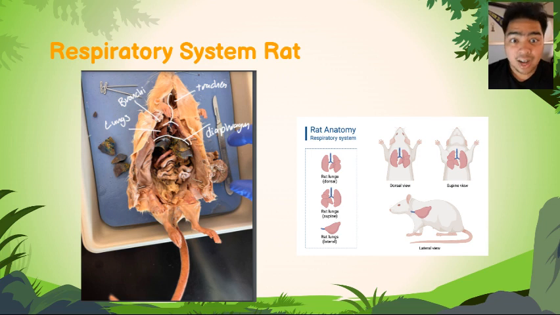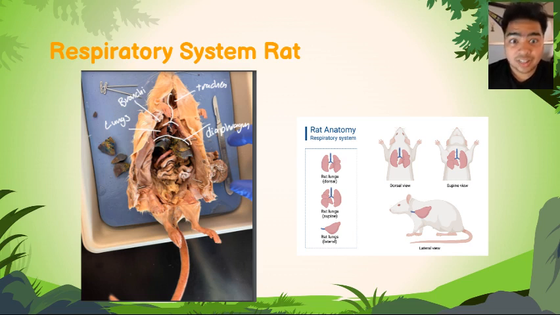The respiratory system. The rat's respiratory system is mainly involved in the exchange of oxygen and carbon dioxide. The trachea is the tube that connects the larynx to the bronchi of the lungs. The bronchi divide further into smaller branches called bronchioles. The bronchioles carry the air to terminal air sacs called alveoli.